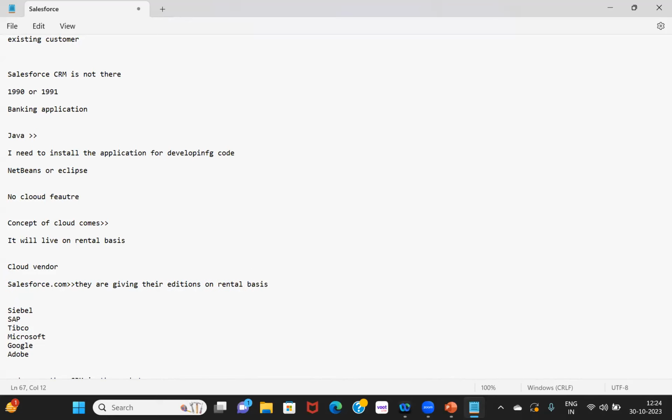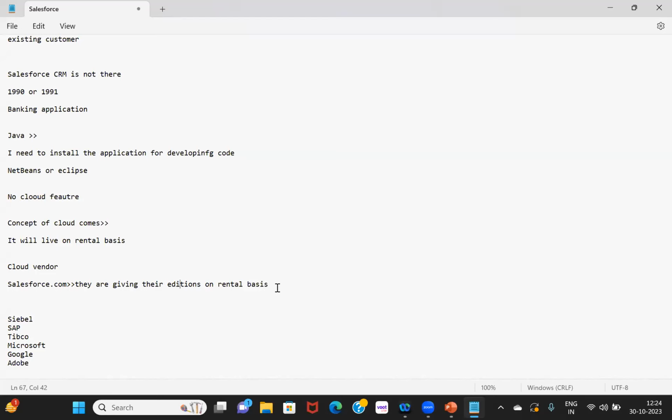So even if we are working on the free edition, that is defined by Salesforce, he will tell you in the upcoming session what you can do. But for the paid edition, suppose you are working for a VMware client, they are giving you the paid editions. But are they paying? Is Salesforce giving their editions for buying? No, they are giving their editions on a rental basis.